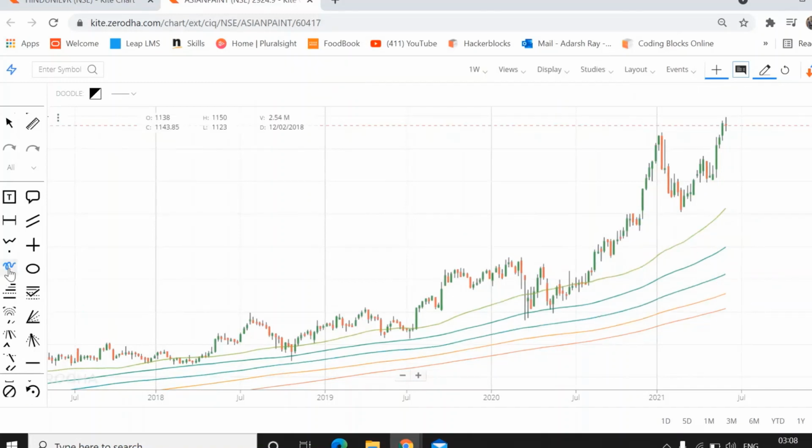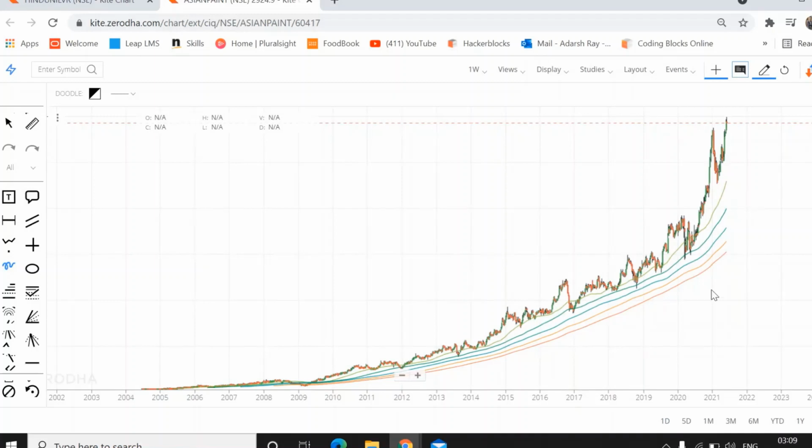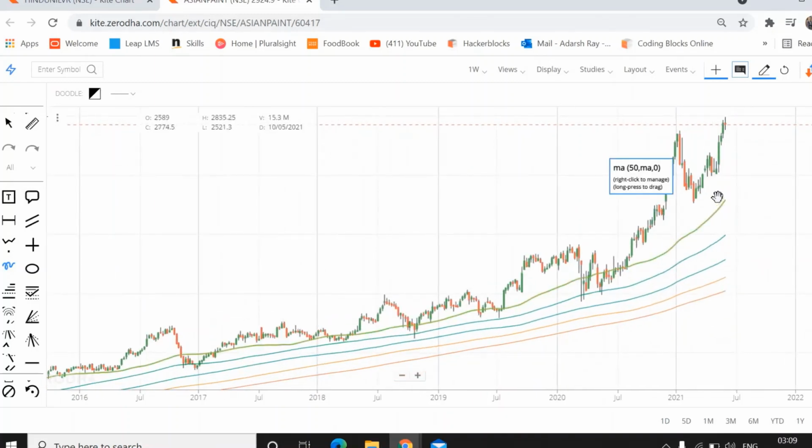So as I've already told you, whenever you go for charts over a longer duration, generally this is the trend in a bullish market. Here you can see this has been a bullish market throughout, and this trend is obeying very correctly.